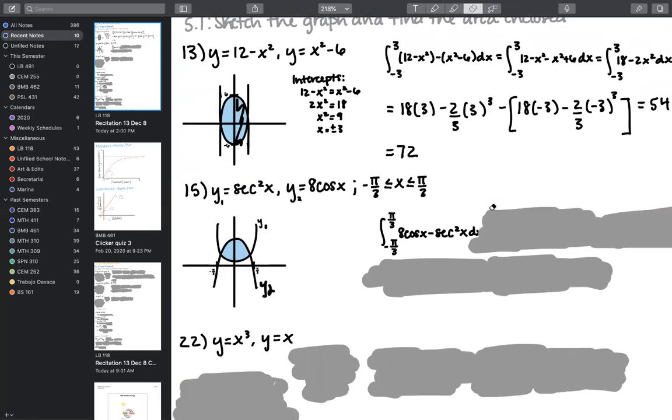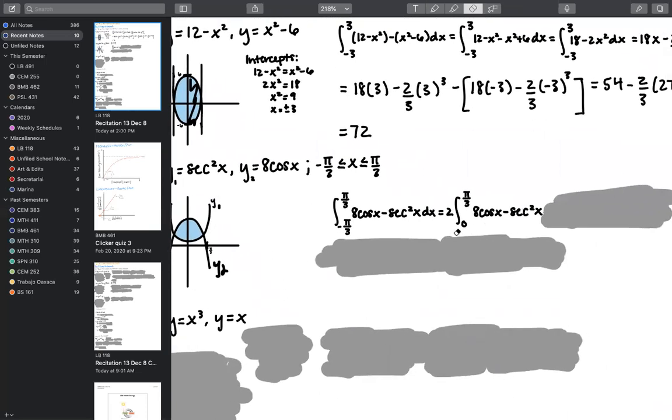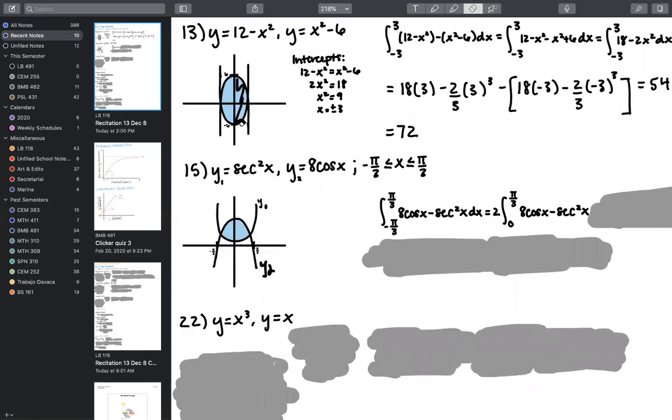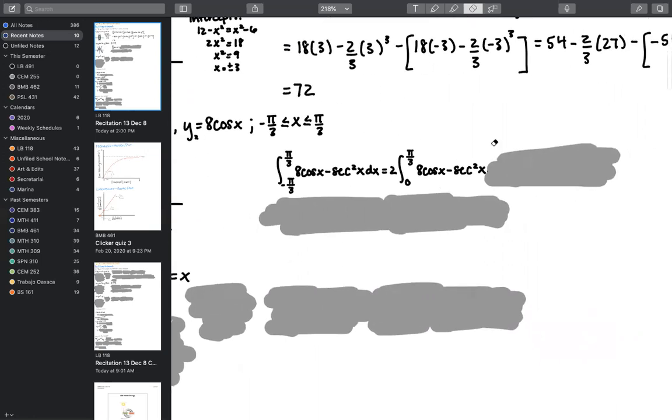Same deal down here. That's what we're going to do. So I'm multiplying by 2 and I'm assessing the integral over half the interval. And I'm able to do this because the function is symmetric about the y-axis and my interval is also symmetrical. And from here, we can find our antiderivative.